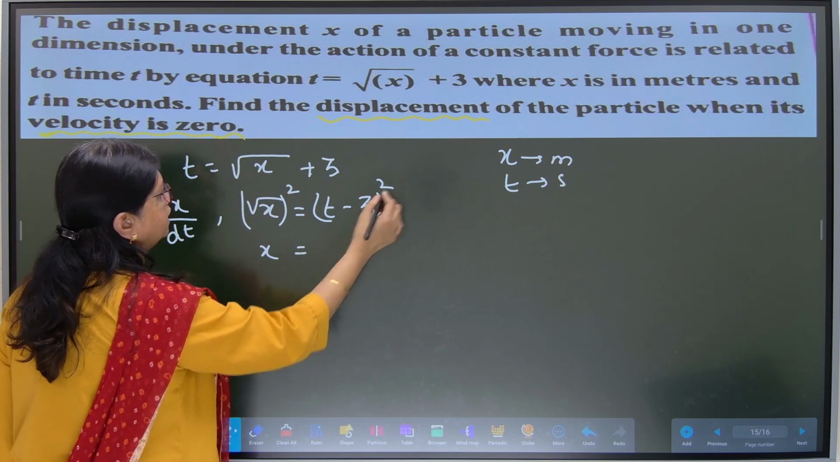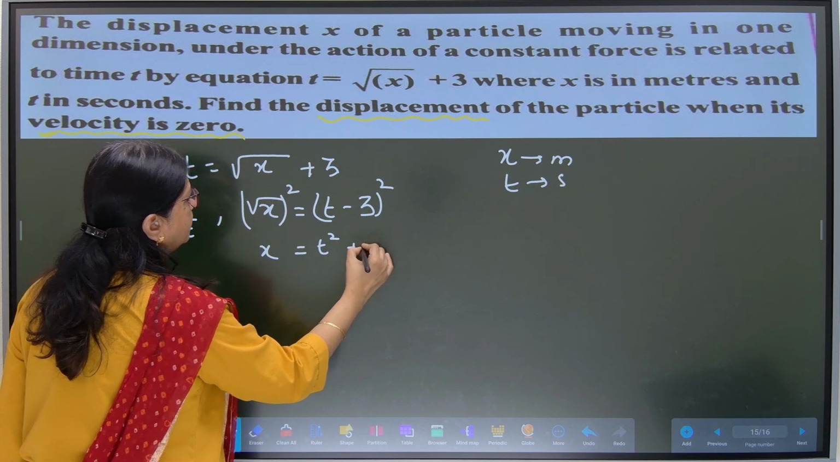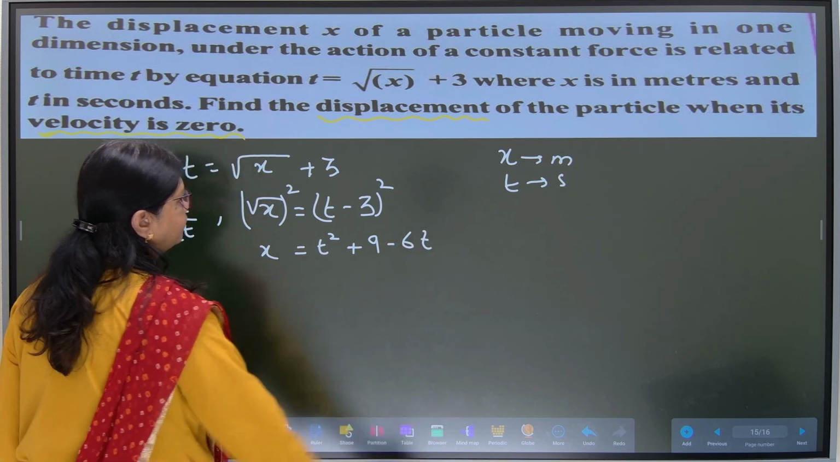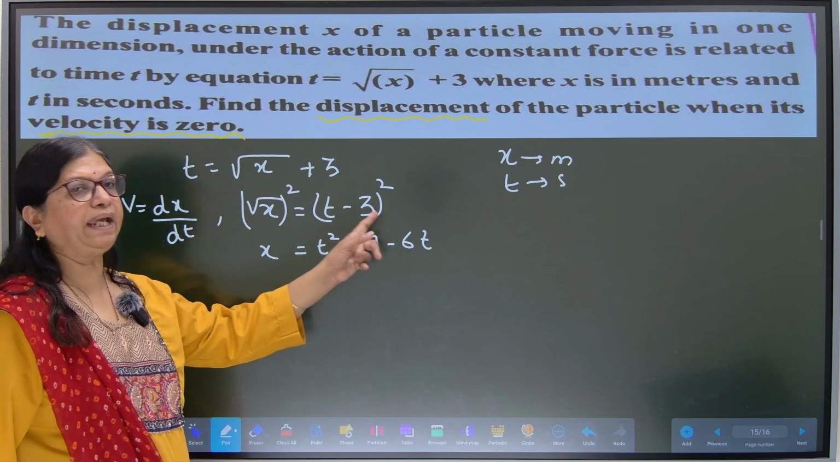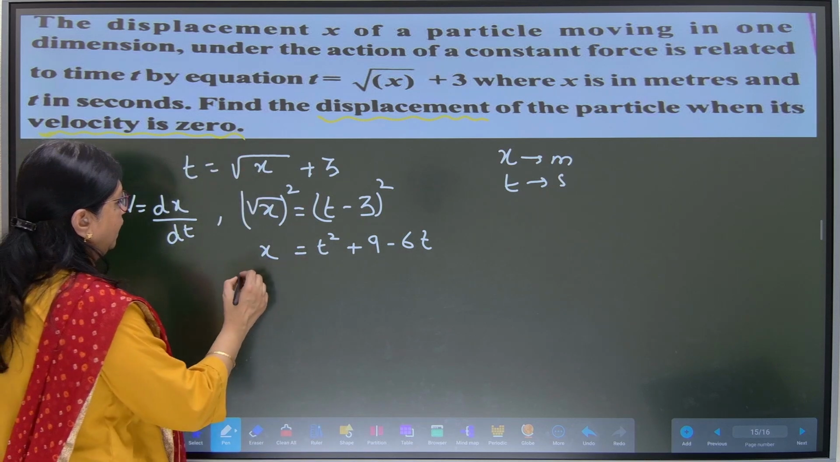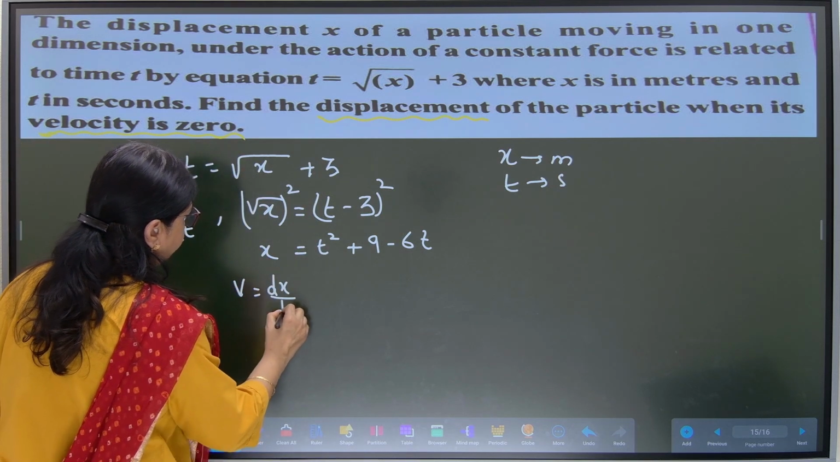And this is a minus b whole square. What is a minus b whole square? a square plus b square minus 2ab. So x is t square plus 9 minus 6t. Fine? Okay. Now I can write v is equal to dx by dt.